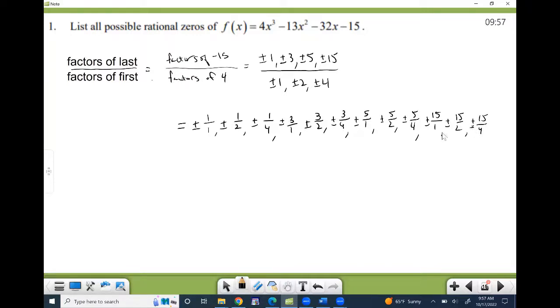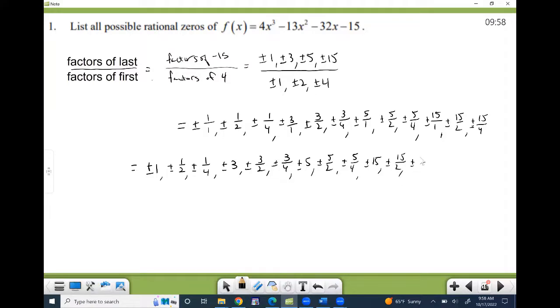All right, now you're going to go in here and you're going to reduce some of these, all of them, right? 1 divided by 1 is just 1. You can't do anything with 1/2. Can't do anything with 1/4. 3 divided by 1 is 3. Can't do anything with 3/2. Can't do anything with 3/4. 5 divided by 1 is 5. 5 over 2. 5 over 4. 15 divided by 1 is 15. 15 divided by 2 is still 15 over 2.